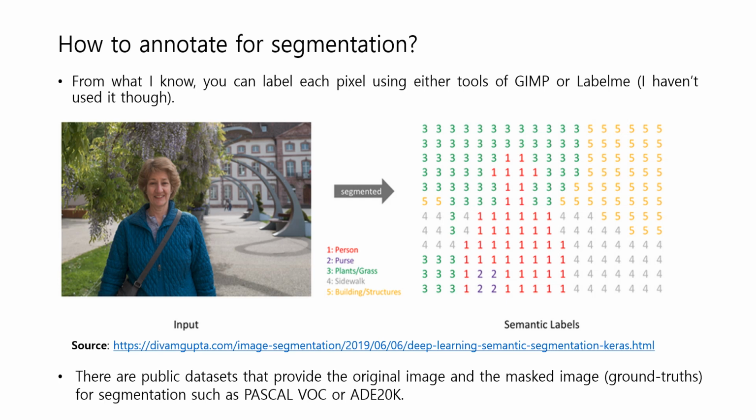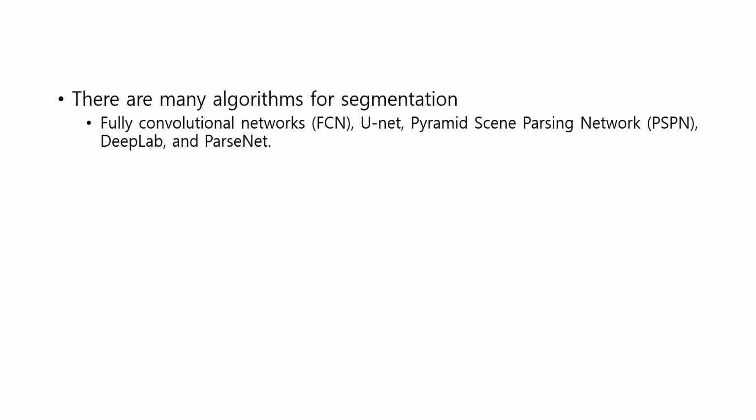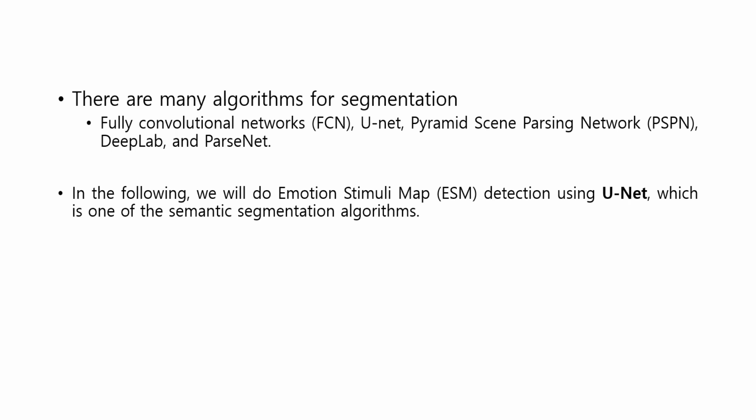There are public datasets that provide the original image and the masked image for segmentation, such as Pascal VOC or ADE20K. There are many algorithms for segmentation: fully convolutional networks, UNet, pyramid scene parsing network, DeepLab, and ParseNet. In the following, we'll do emotion stimuli map, ESM, detection using UNet, which is one of the semantic segmentation algorithms. Before that, let's check what ESM is.